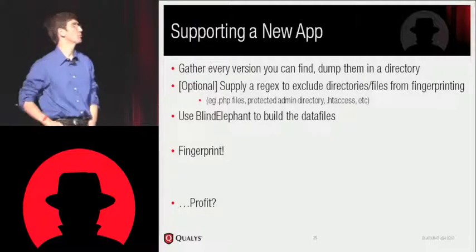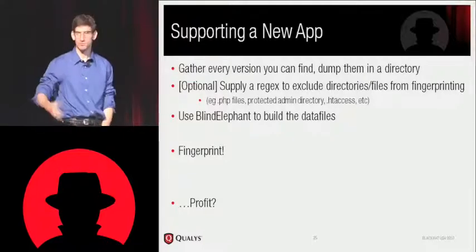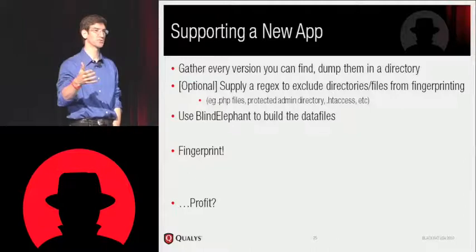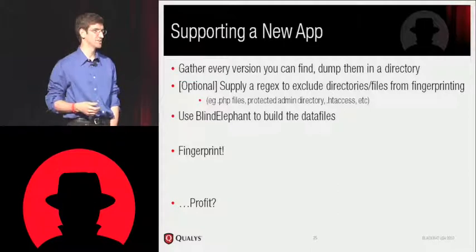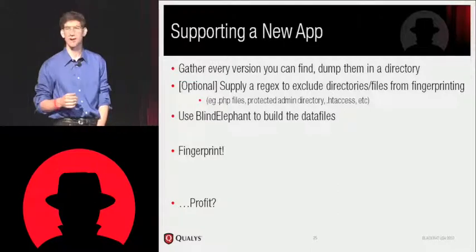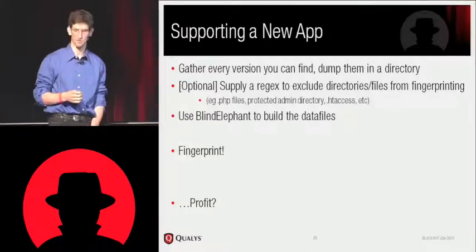Okay, supporting a new application is pretty simple. As I said, gather every version you can, dump them in a directory, chew through them, get out two tables on the end, and then turn around and say, whatever my new app is, fingerprint using those tables.